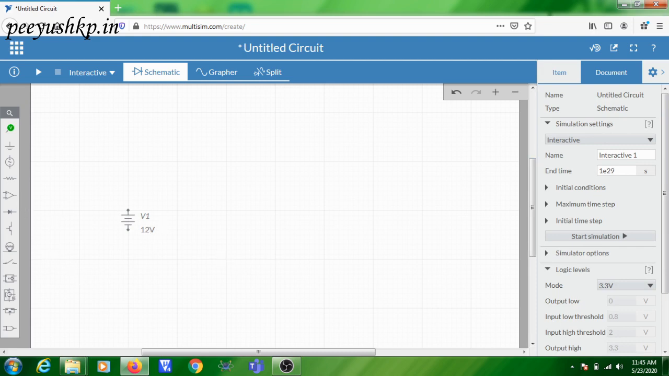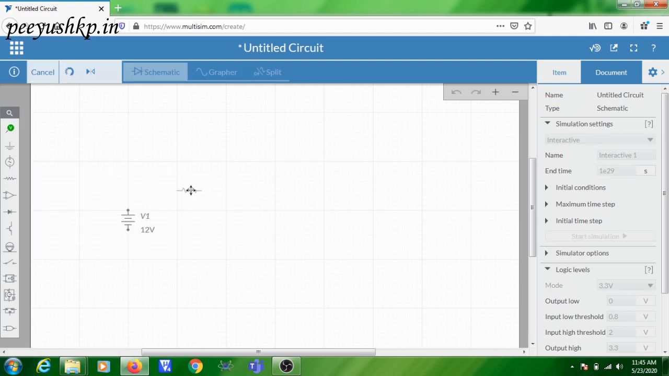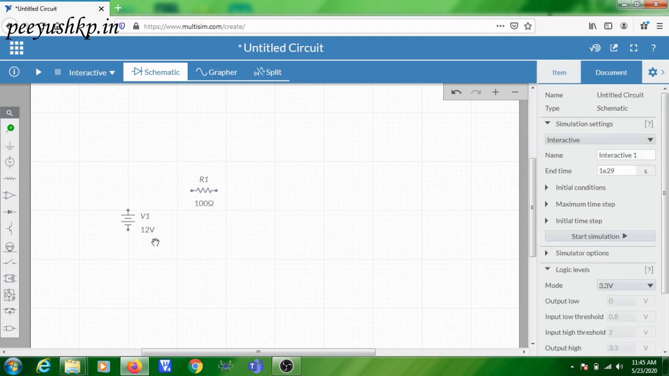Next, you are going to keep a resistance. For that, you can click on this passive components tool. You can see resistor, capacitor, inductor, etc. You can select the resistor and keep it here. By default, it is 1k resistance. For the time being, you can change it to 100 ohms. So you have a 12 volt voltage source and a 100 ohm resistance.